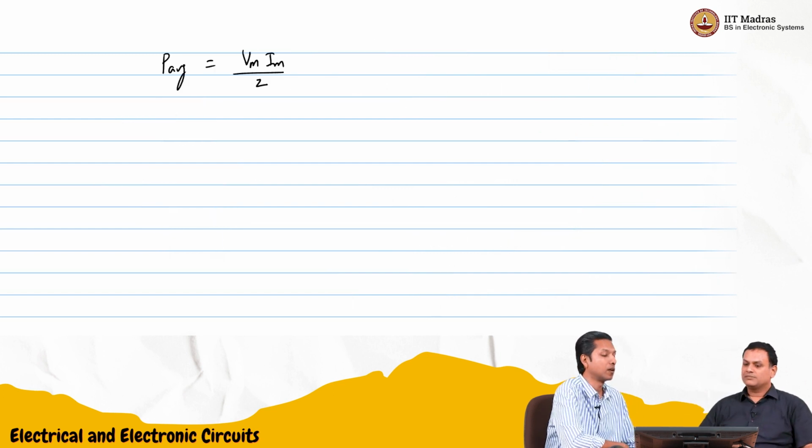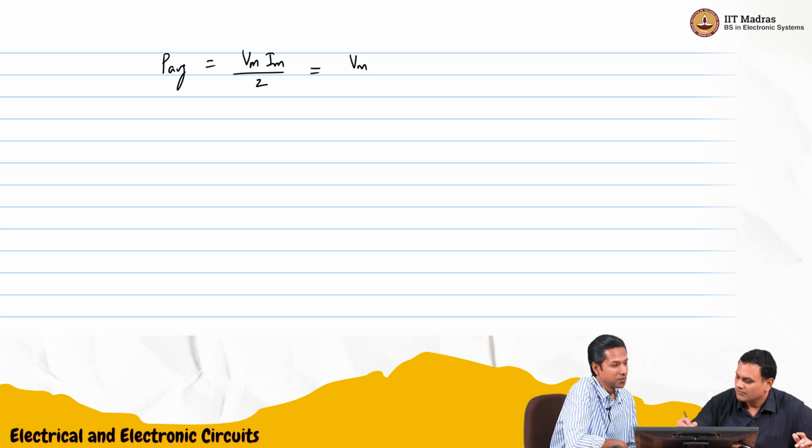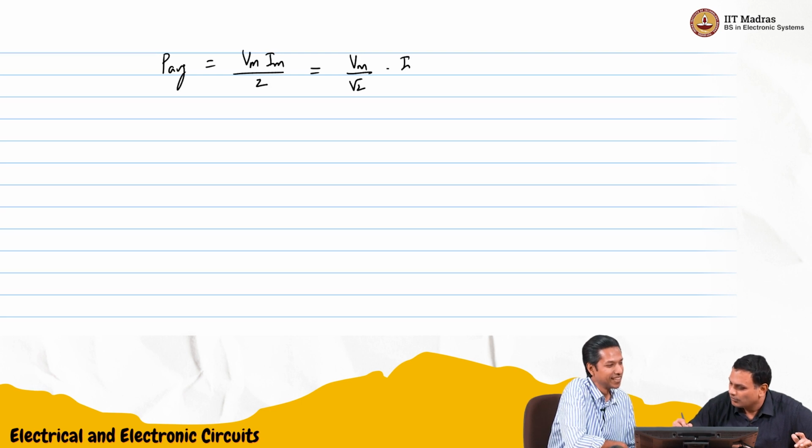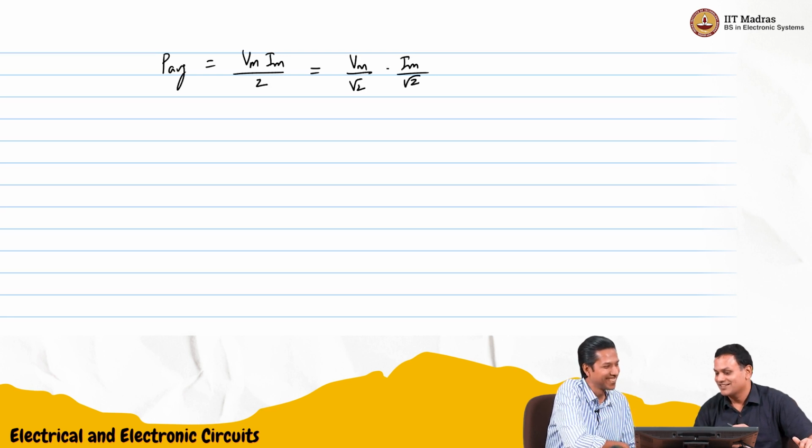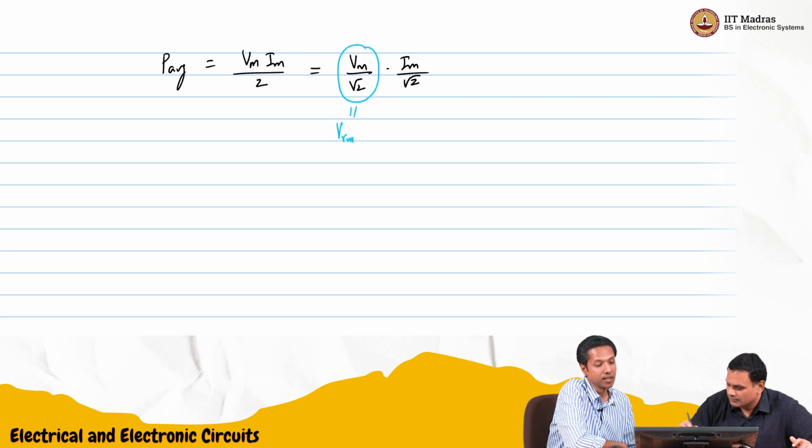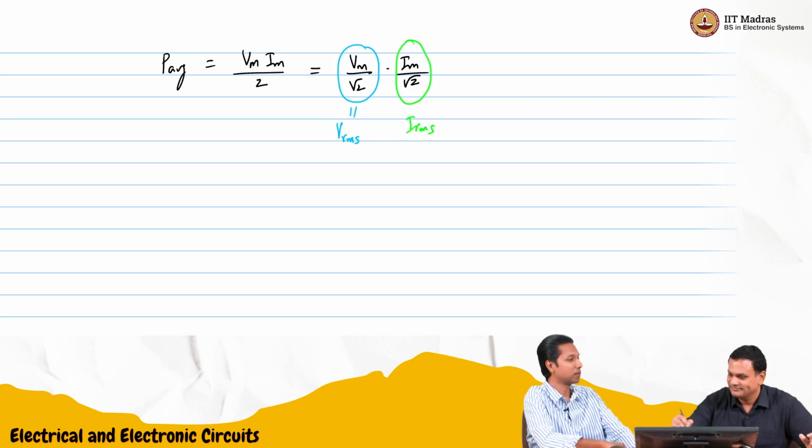Maybe we can split and write it equally, dividing this 2 among the two. So I have Vm by root 2 times Im by root 2. This is very familiar: this is the RMS value, because the peak value or amplitude divided by root 2 gives you the RMS value for the sinusoid. So this is VRMS and this is IRMS, the RMS value of voltage multiplied by the RMS value of current.